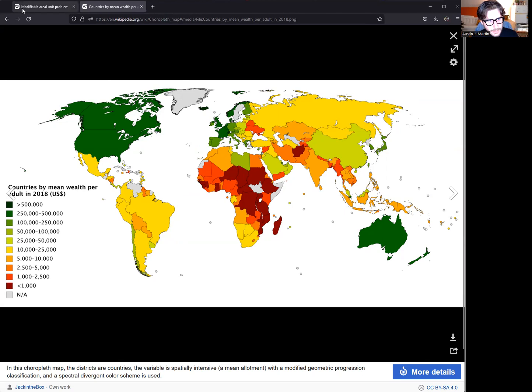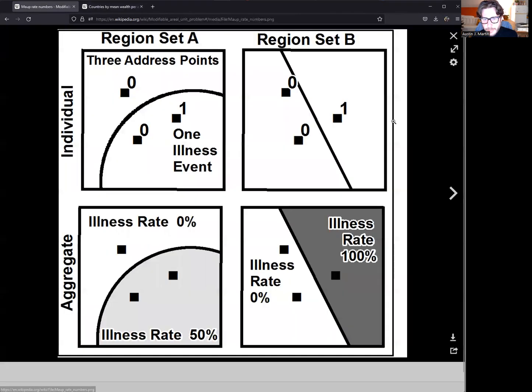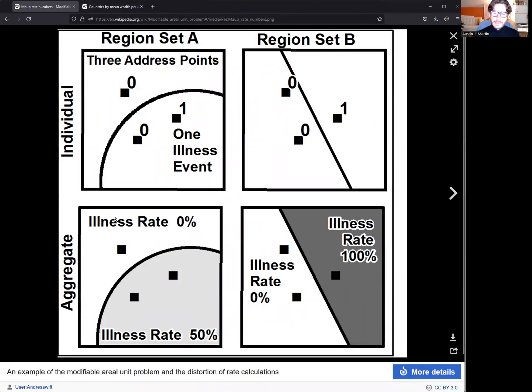And so let's take a look at this problem that we call the modifiable areal unit problem. And I'm just going to bring up this diagram here. It shows the gist of this problem. This problem happens when we use point data. So let's pretend that these points represent COVID tests, and 0 means negative COVID tests, and 1s mean positive COVID tests. And so let's say that we get 3 COVID tests in different areas on a map. And this one is positive, and then these 2 are negative.